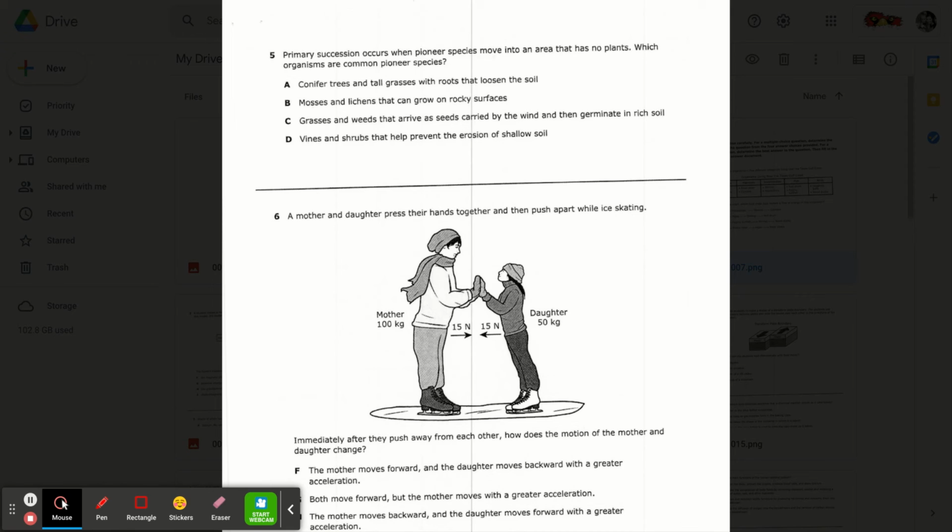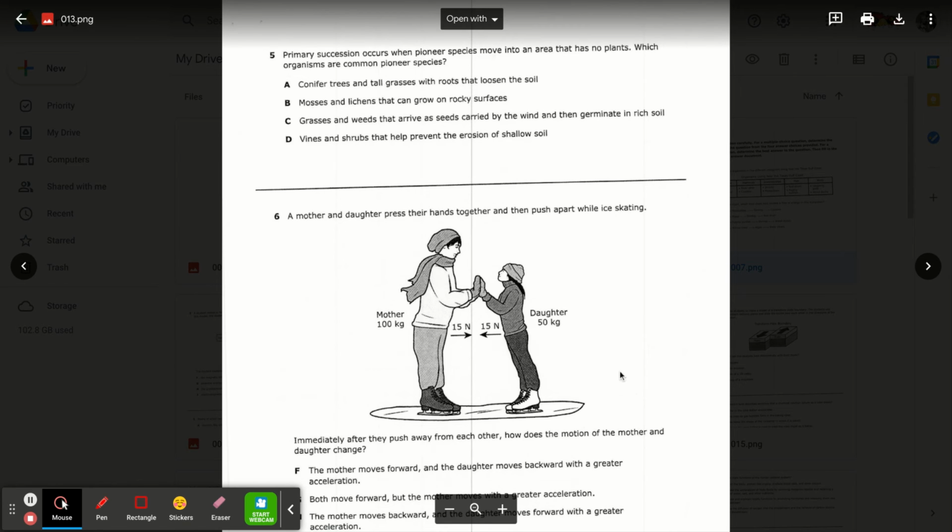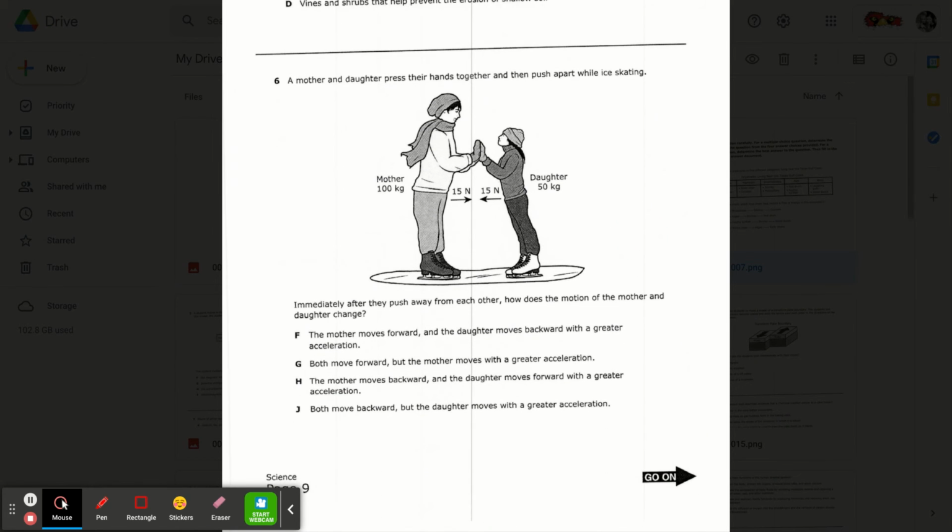C, grasses and weeds that arrive as seeds carried by the wind and then germinate in rich soil. Or D, vines and shrubs that help prevent the erosion of shallow soil.